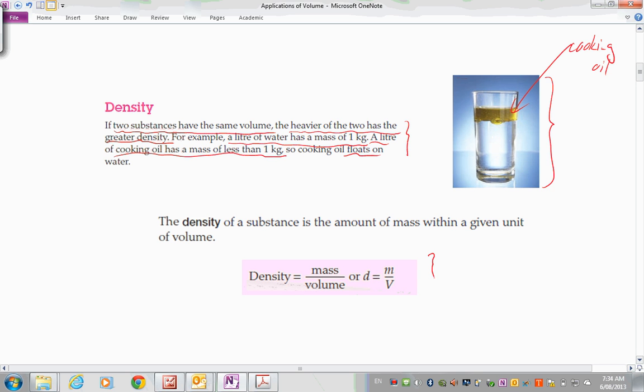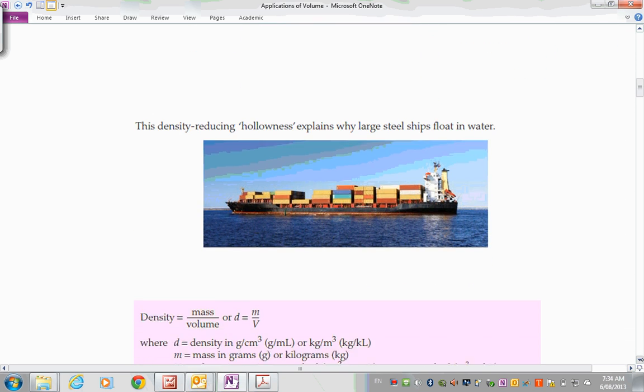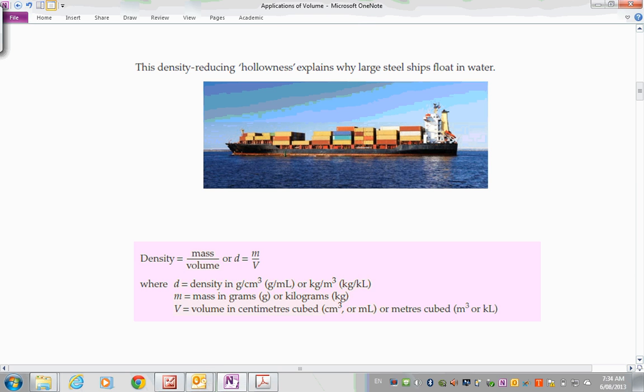And this is what we say. It's the density of the substance. How dense is it? How much mass per volume? So it's a ratio here. Density equals mass over volume. So that's the first application of our measurement section there. So let's come on down and have a look. And there's our ship. And we'll just come down and have a look at the calculation underneath.